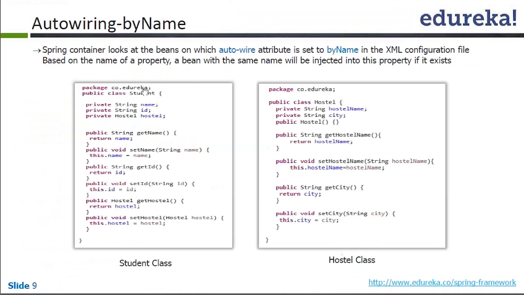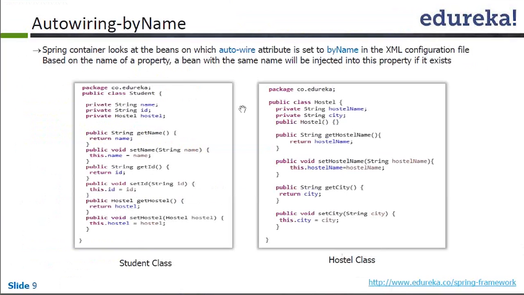Auto wiring by name. The Spring container looks at the beans on which the autowire attribute is set to byName in the XML configuration file, based on the name of a property. A bean with the same name will be injected into this property if it exists. Okay, so what does it mean? We will understand this in the next slide because it has the XML configuration file with the relevant information. Don't worry at this moment.